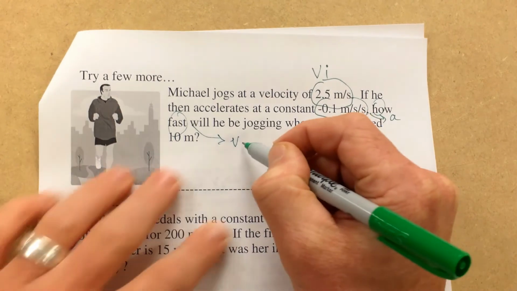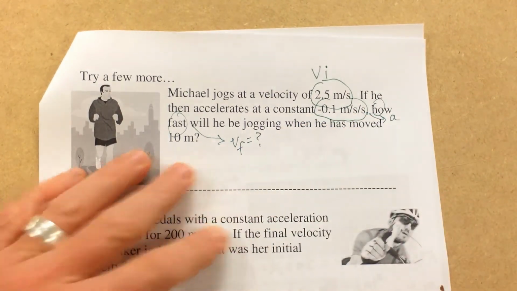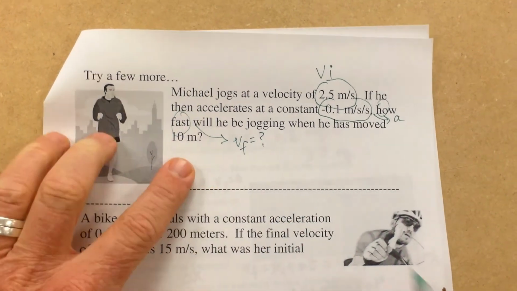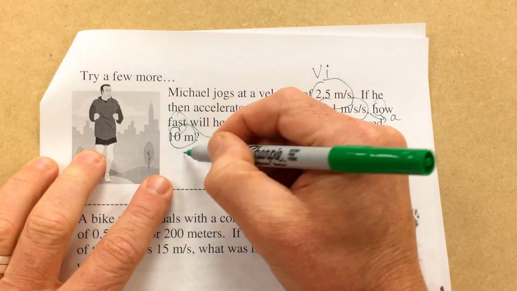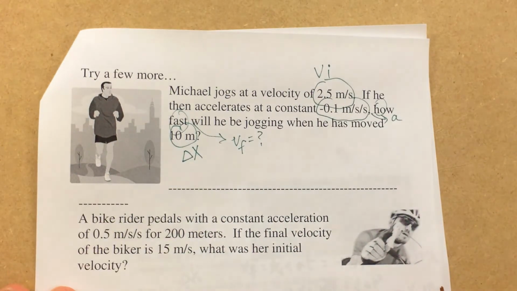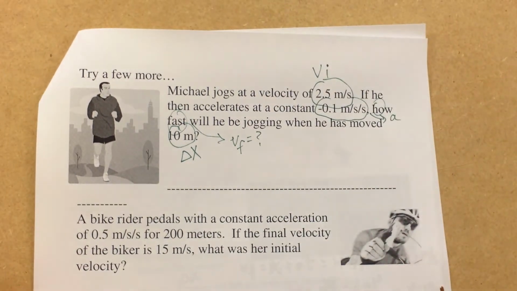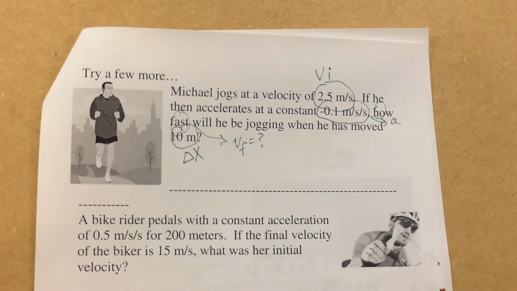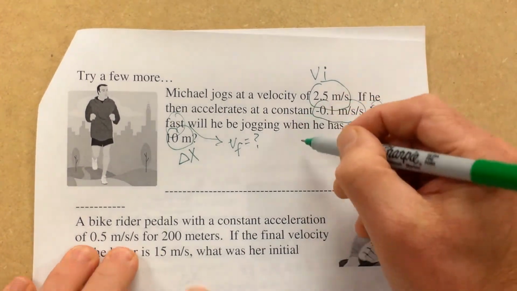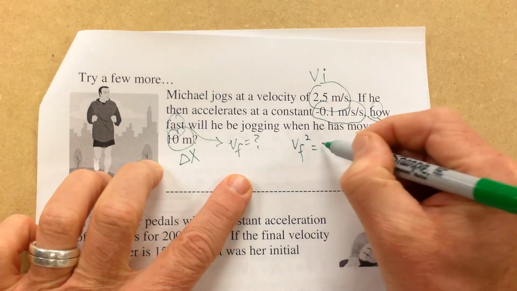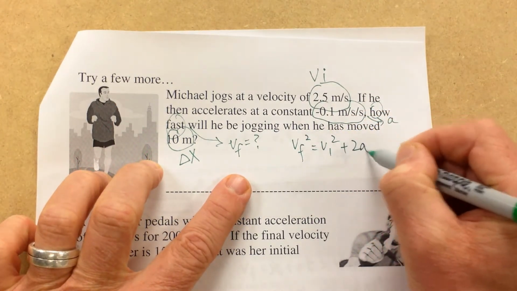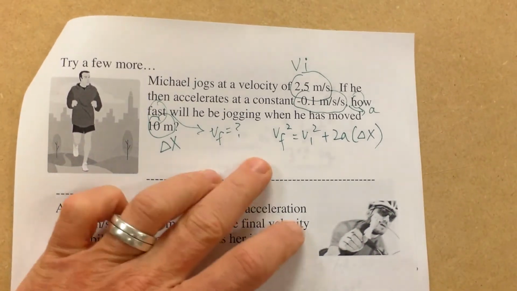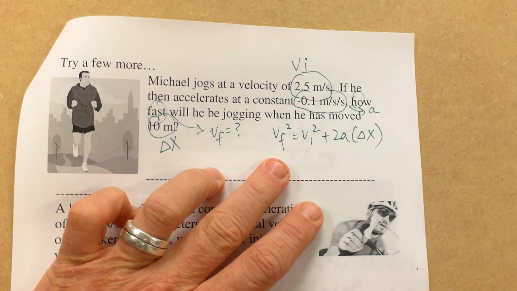So that's VF. We're not sure what that is. That's what we try to find. So how fast will he be jogging when he's moved 10 meters? So that represents our delta x, all right? Now, do you see anything in this problem about how much time it takes him to do this? No. So if you don't see anything about time, then it's nice to write down the timeless equation. Don't feel like you need to memorize these equations, but you do need to know how to use them, right?